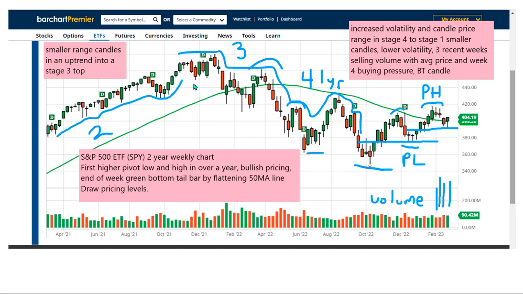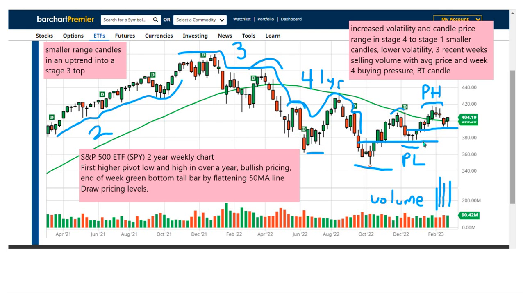Now, recently has been the first time we've had, over here, a pivot low. Here was a lower pivot low. We finally got this higher pivot low on a weekly time frame. So that's kind of bullish, right?